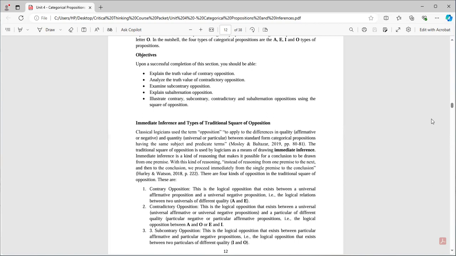Then you have sub-contrary opposition. Sub-contrary opposition is a logical interaction between two particular propositions of different quality. We have only two particular propositions that are of different quality: particular affirmative versus particular negation. When you have an opposition between a particular affirmative and a particular negation, it is called a sub-contrary opposition.